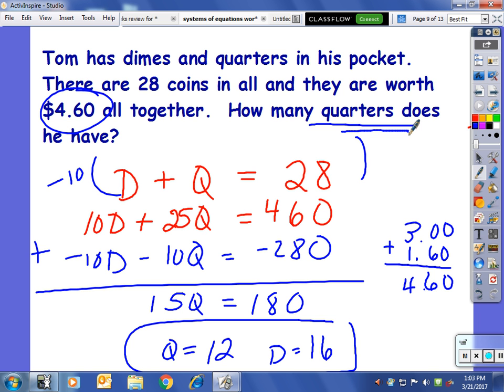Oh, how many quarters? Good point. How many quarters does he have? It didn't ask for dimes, did it? The answer to this question was really just 12. Good eye, Benny. You're the first person that caught that today.